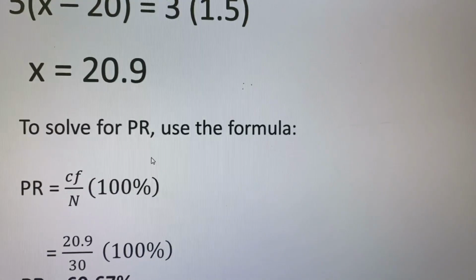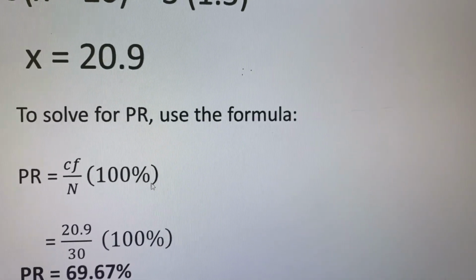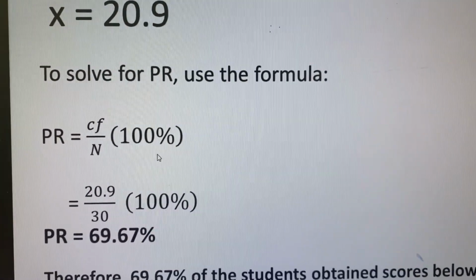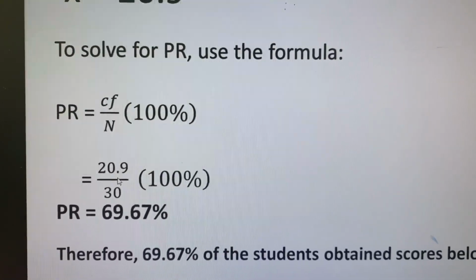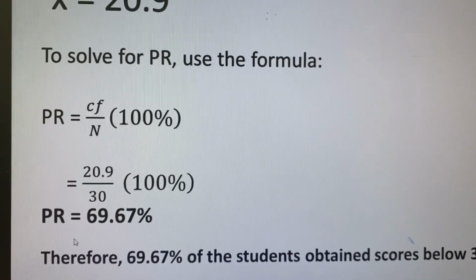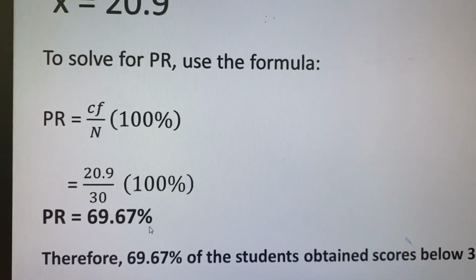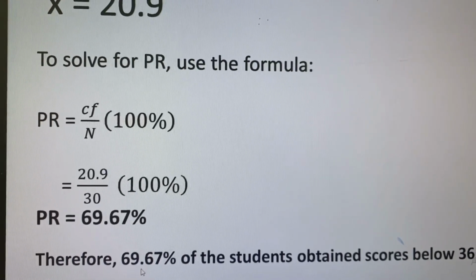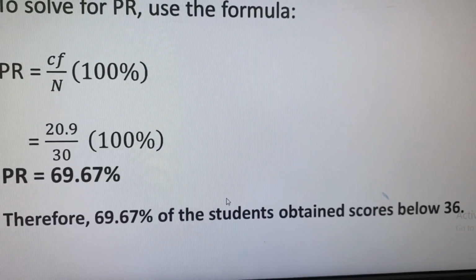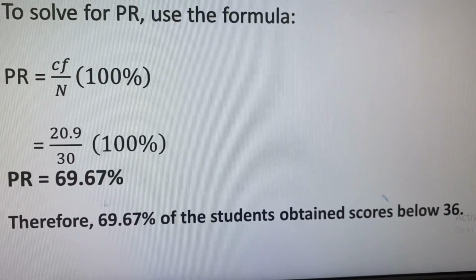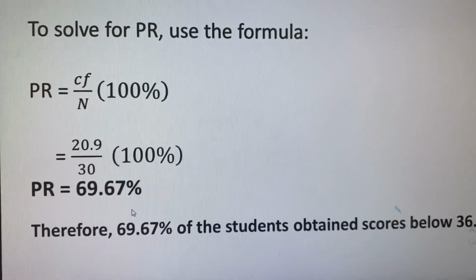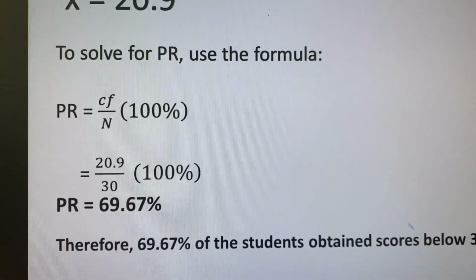Then to solve for PR, use the formula. PR equals CF over N times 100%. And then substitution, we have 20.9 divided by 30 times 100%. So PR equals 69.67%. So therefore, 69.67% of the students obtained scores below 36. So this is now the percentile rank, 69.67%. So let's proceed now to letter B.